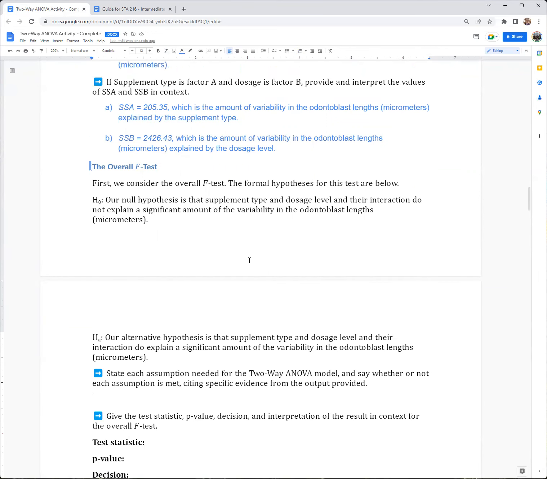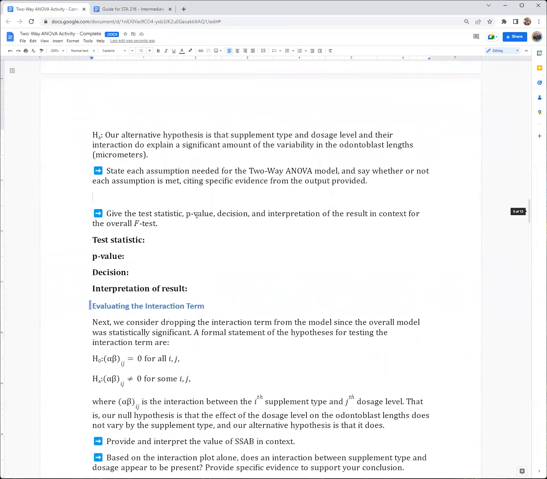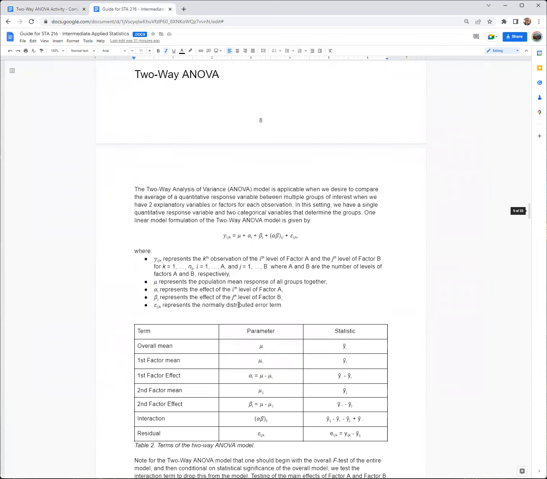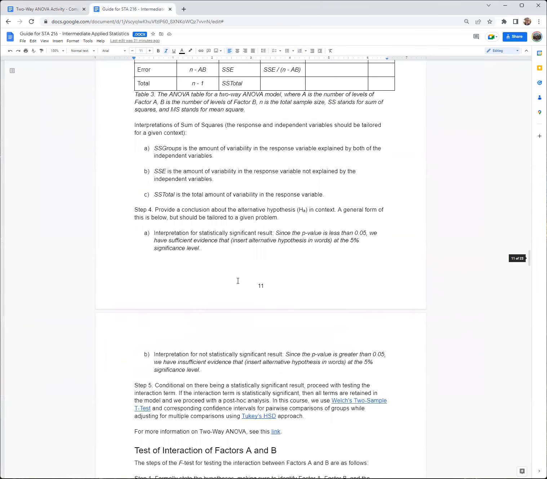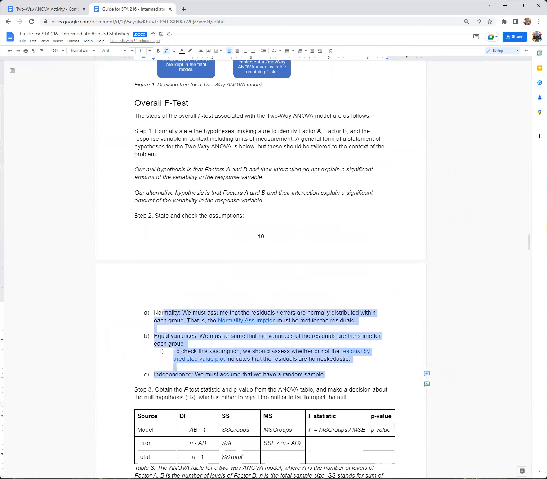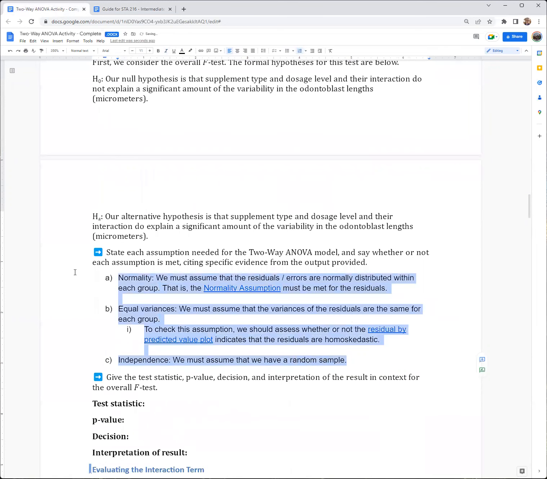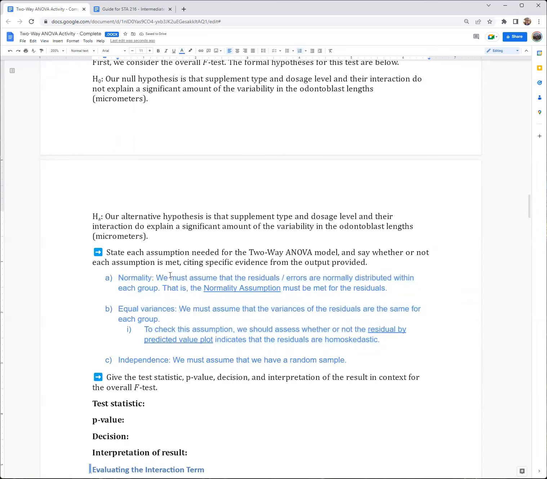So we looked at the assumptions before, and we can check the guide for Stat 216 document as well. We want to check assumptions. We need these three things. First, we need normality. We must be able to assume that the residuals are normally distributed.